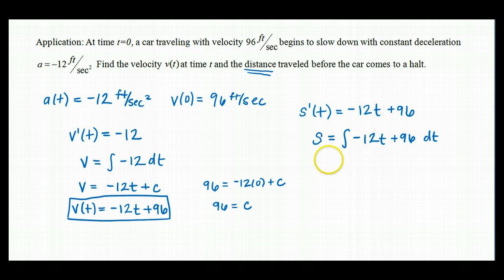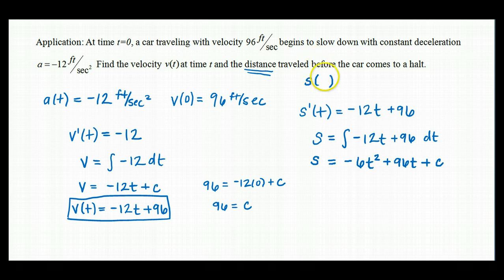So now I can take the antiderivative. Negative 12t will become negative 6t squared plus 96t plus c. And this is my position function, except I don't want a plus c in there. So now the question becomes, do I have an initial condition regarding my original position function s?